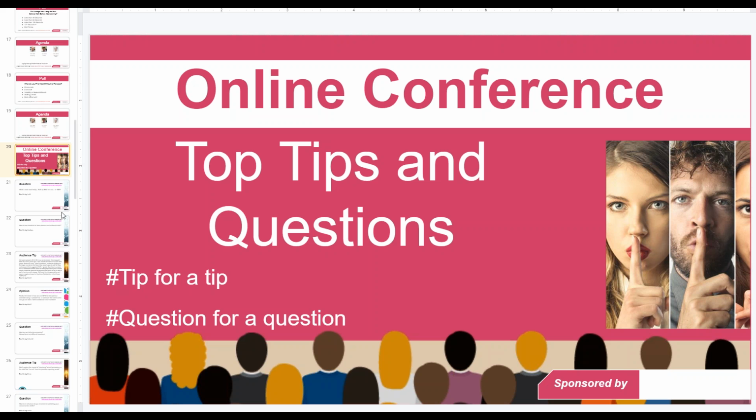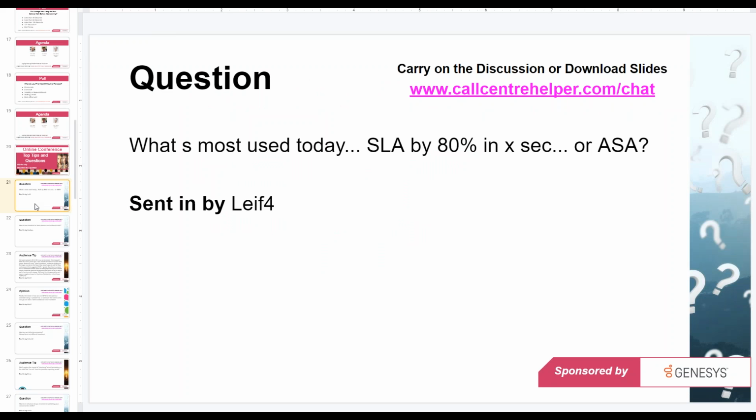Right, the chat room is absolutely humming. So the first question Leaf has asked is, what's most used today? Is it a service level of, say, 80% in a number of seconds? Or are people now starting to use average speed of answer as a service level? Rick, I don't know if you've got any thoughts on this?